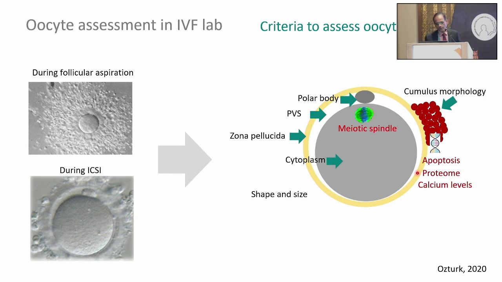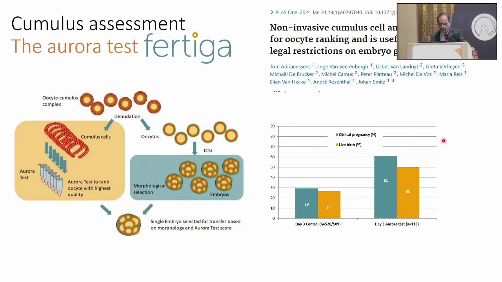So when we come to oocytes, apart from conventional morphology based analysis, there are now techniques available that use cumulus cells. As I told you earlier, the cumulus cells are the nourishing cells, and the health of the cumulus cells reflects the health of the oocyte. So there is a technology now available to assess the cumulus cells, which can help in increasing the chance of conception. This technology is known as the Aurora test, by Adiga.